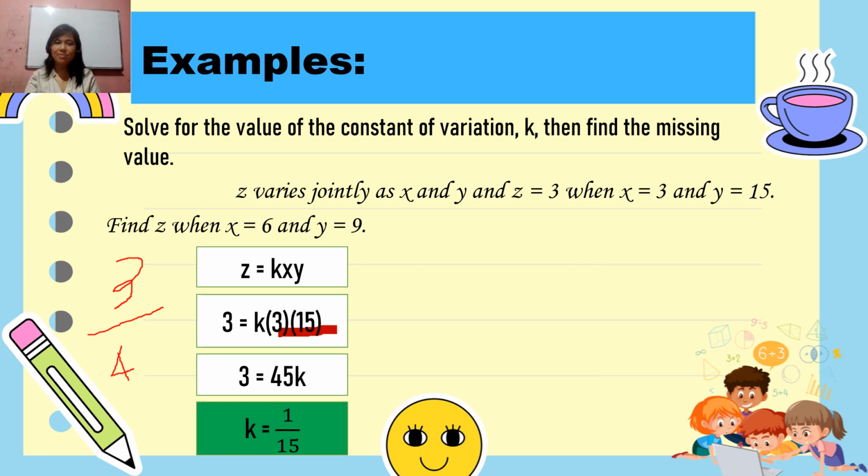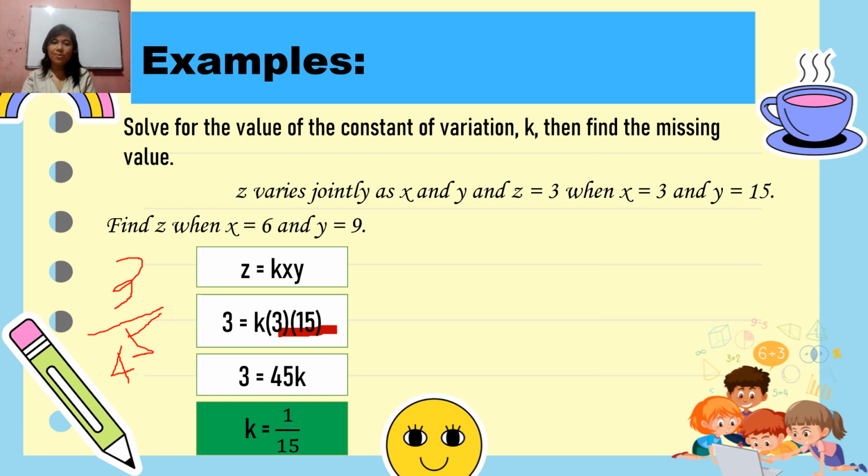Divide both sides by 45. So, meron tayong 3 over 45. Basta 45 yan. Ngayon, yung 3 over 45, hindi mo siya kayang i-divide. Pero kaya mo siyang i-reduce to lowest term. So, yung lowest term naman niya is all are divisible by 3. So, 3 divided by 3 is 1. And then, 45 divided by 3 is 15. So, yung k is 1 over 15.